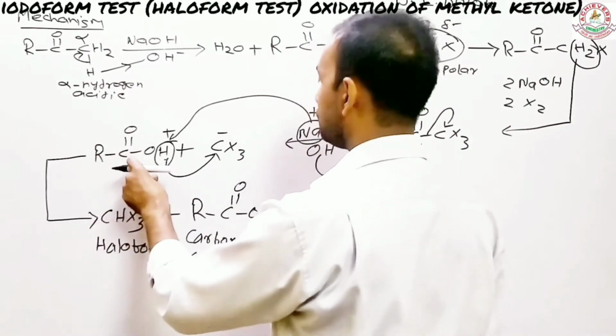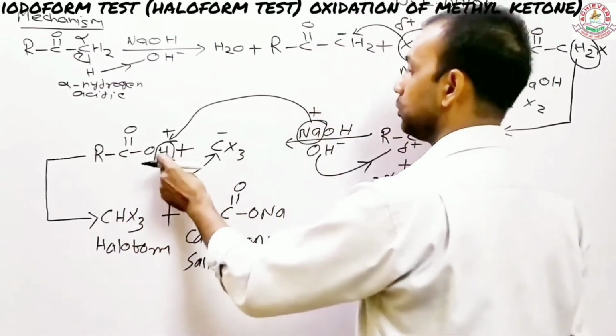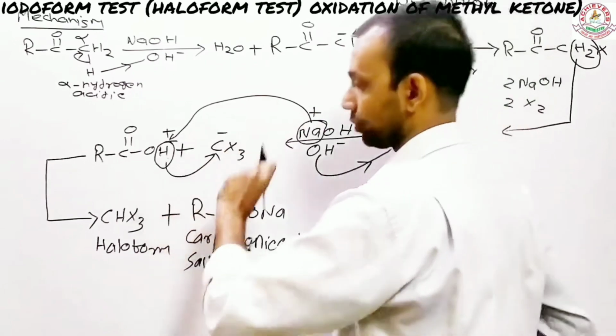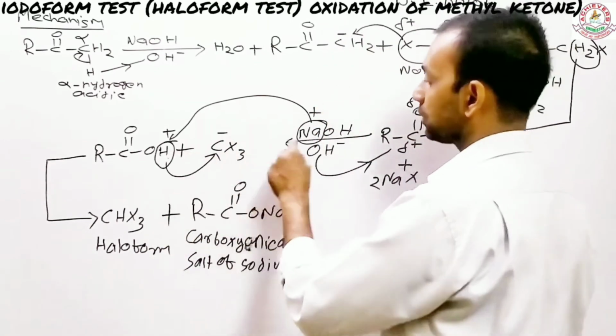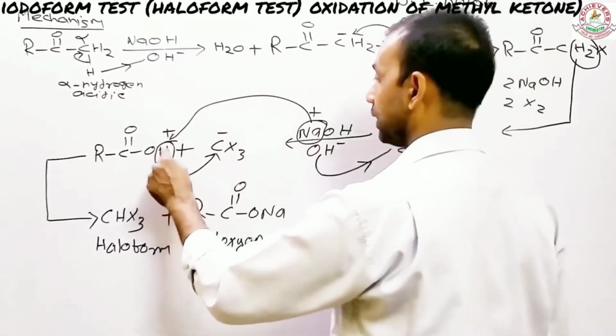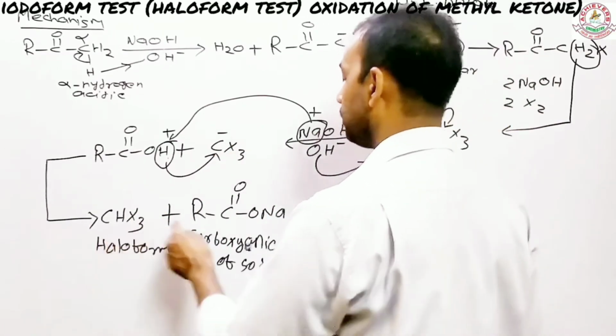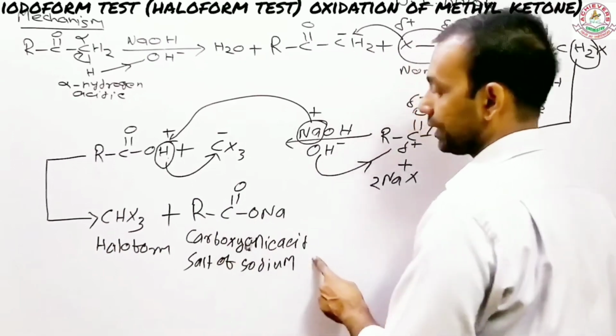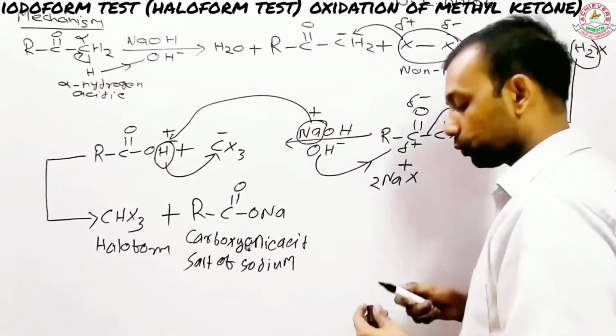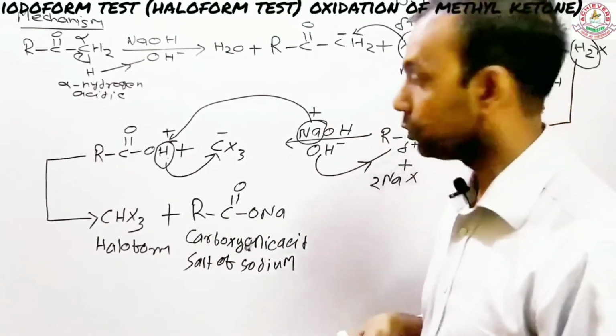After that, what happened? The sodium and hydrogen undergo competitive substitution, right? So sodium reacts with oxygen and hydrogen reacts with the carbon, and this way it finally forms the haloform, and this becomes a carboxylic acid salt of sodium. So this was the mechanism.